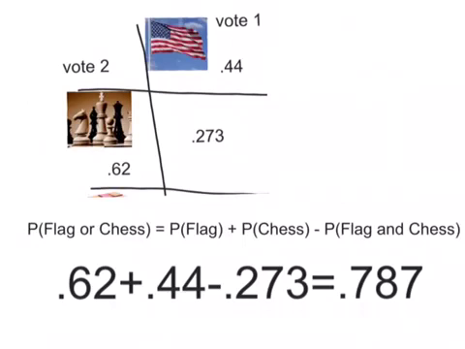And there it is. The probability that you voted for playing chess, the probability that you want to be the flag person, minus the probability that maybe you voted for both. And that is right here. That's the total. Either or, but not both. Okay, there you go.